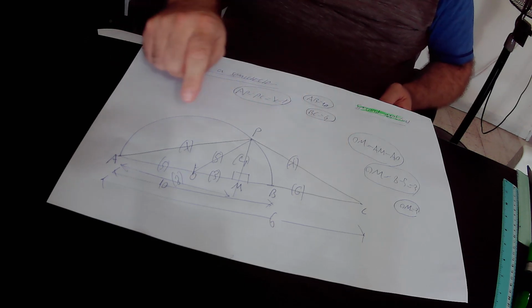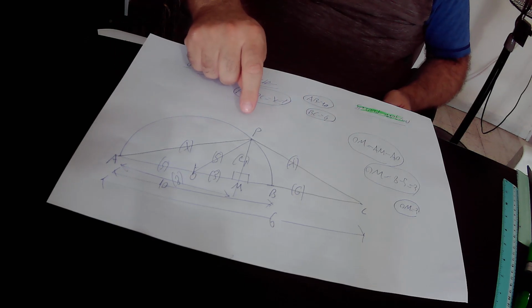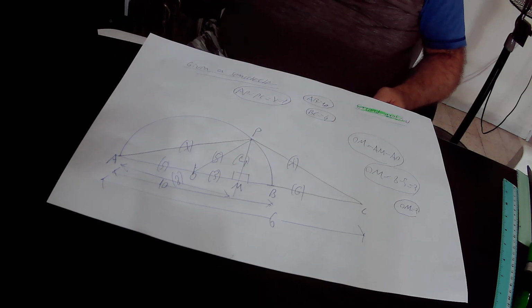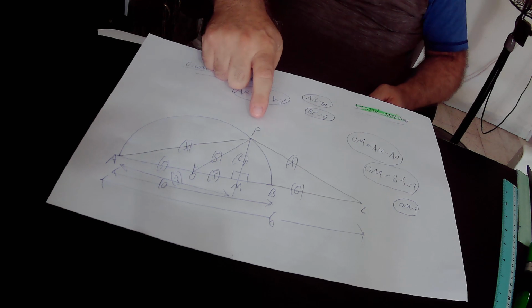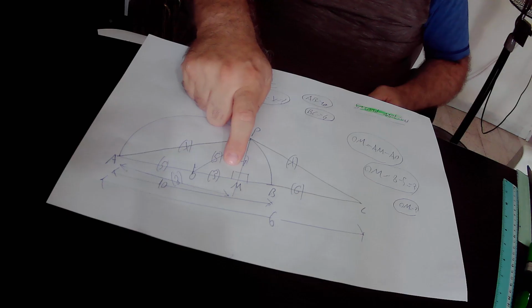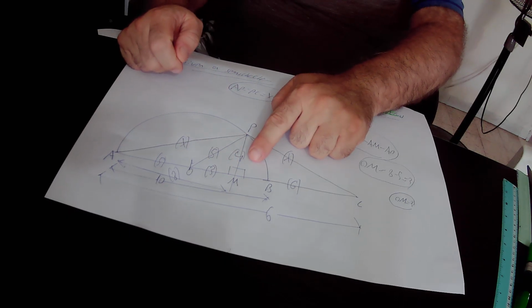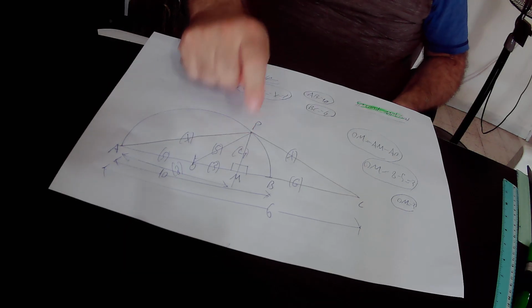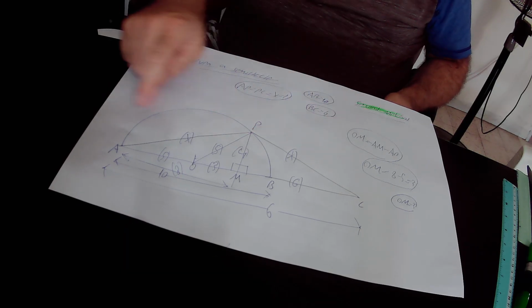Triangle APC is an isosceles triangle because AP equals PC. AC is the base, that is 16. From point P, we go perpendicular to the base AC. So this angle equals 90 degrees, and this angle also equals 90 degrees according to our construction. And according to the rule that I mentioned, the perpendicular PM to the base AC bisects the base AC.